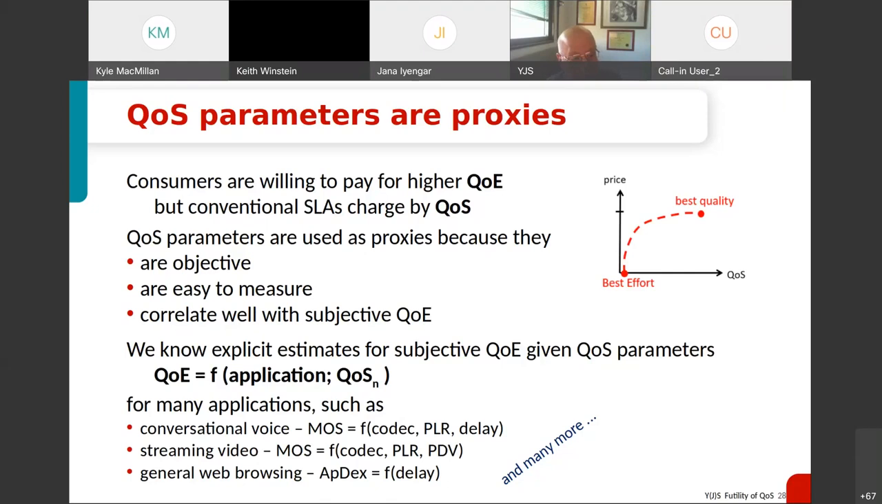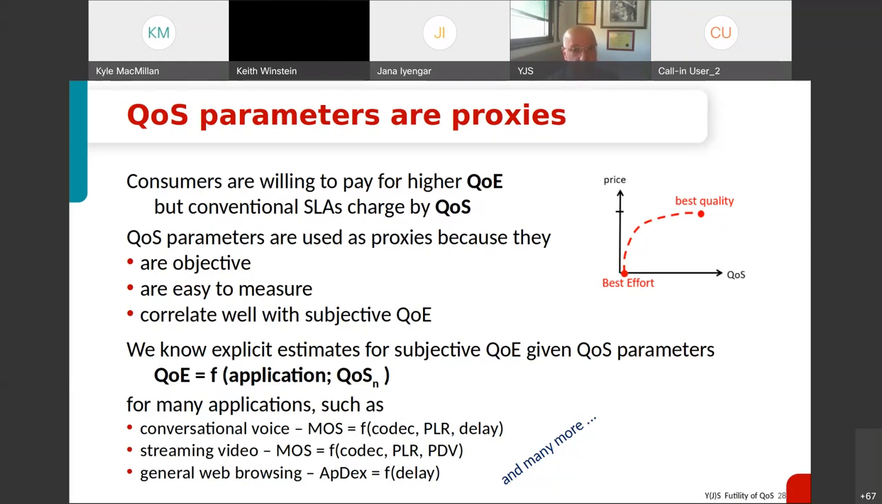Although easy to measure, these parameters are defined to be correlated with quality of experience. As a matter of fact, we have lots and lots of equations, and this ties in with what we just heard in the previous talk. Given the application and perhaps details like what the codec is, and if it's video or audio, and a bunch of quality of service parameters, such as delay and packet loss, you can actually predict what the quality of experience will be.